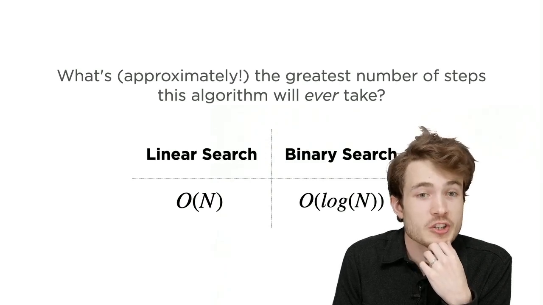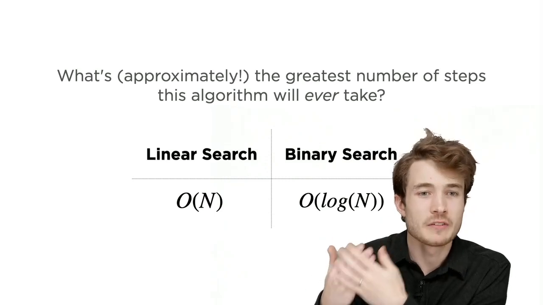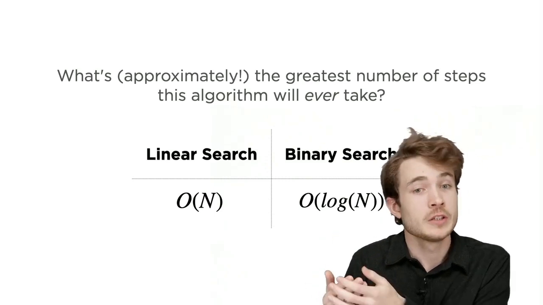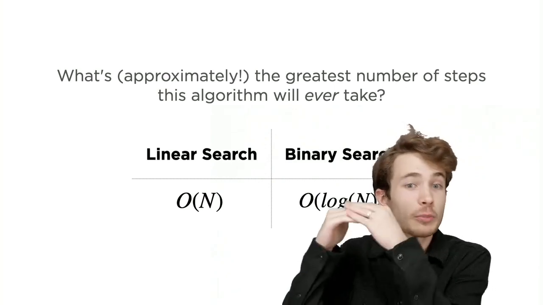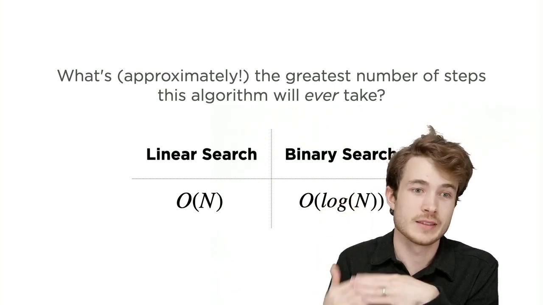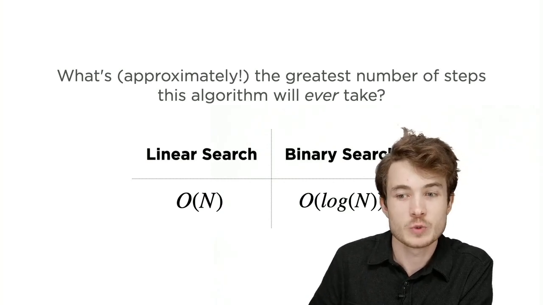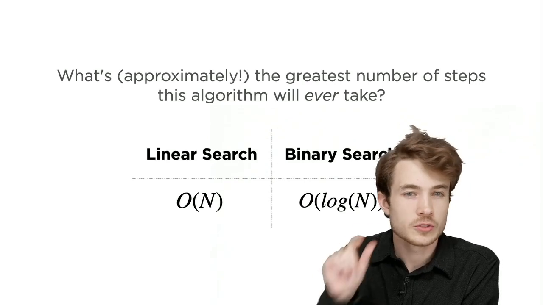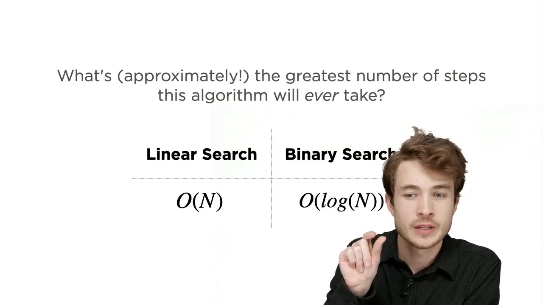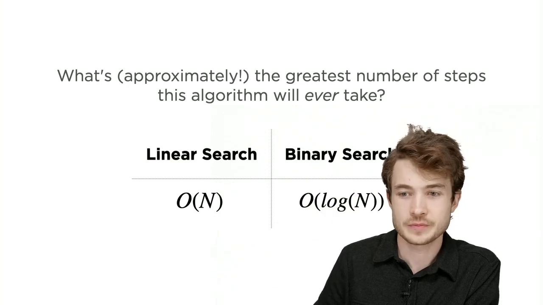So big O notation is used often for this question of what is the greatest number of steps an algorithm will ever take. If you're more technical, you could think of it as the upper bound of the algorithm. The algorithm will never run slower than this. So, questions on the transition between talking in terms of individual steps and talking now in these general, kind of hand-wavy cases.